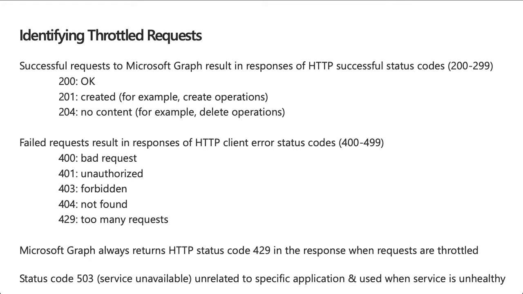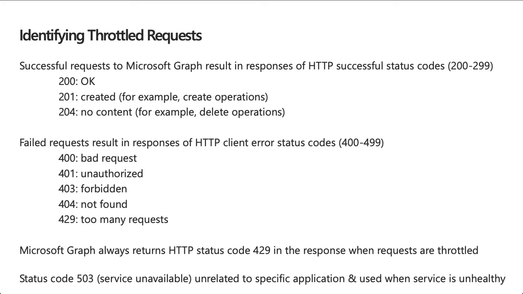The first step to understanding throttling is you've got to be able to identify when a request is throttled by Microsoft Graph. Now in HTTP APIs, the result of a request is indicated by the HTTP status code that's returned. The HTTP status codes are classified in groups. For example, successful status codes are in the range of 200 to 299, and common successful status codes include 200, which is used when requesting a resource, or like 201s and 204s. Those are used when writing operations for creating and updating or deleting resources.